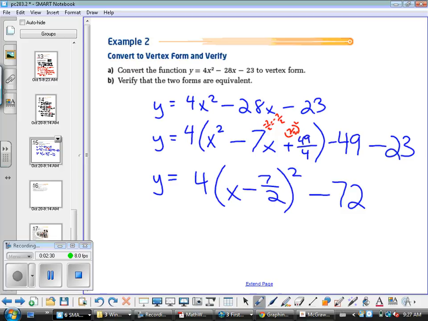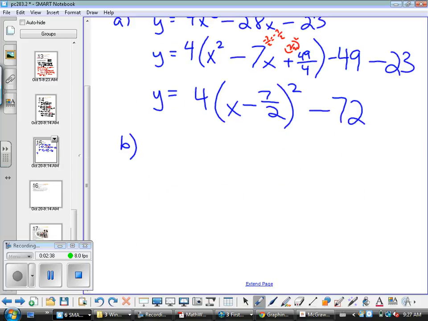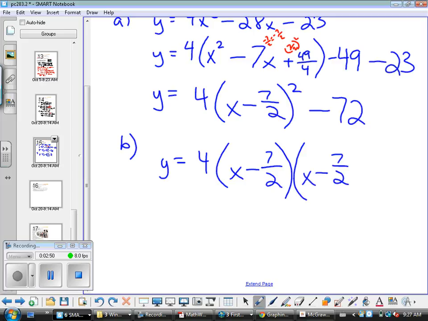So there's a couple of ways here to do B, which asks us to verify. That was A. Verify that the two forms are equivalent. One thing you can do is just work back with it. So you would just say y equals 4, and just rewrite those binomials. Remember, when you square a binomial, you just want to write it twice, and then use FOIL. So you keep the 4 on the outside.